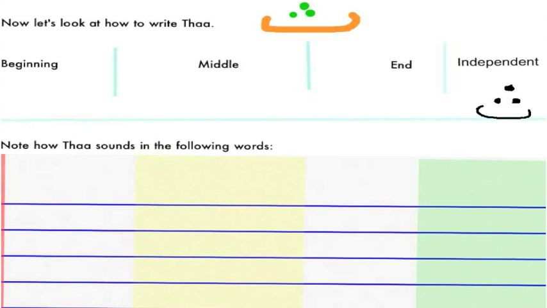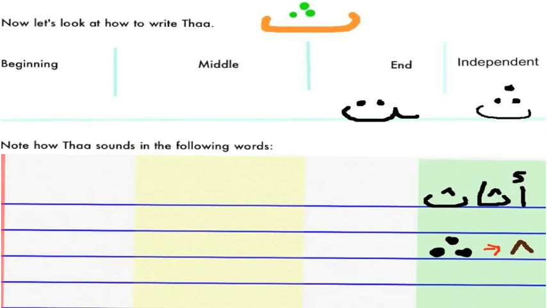A good example is the word athath, which means furniture. As you can see, when it's handwritten, the dots can be written like this. When tha comes at the end of the word, it looks like this. Remember that this little tail here connects tha to the letter preceding it. A good example is the word thalith, which means the third.